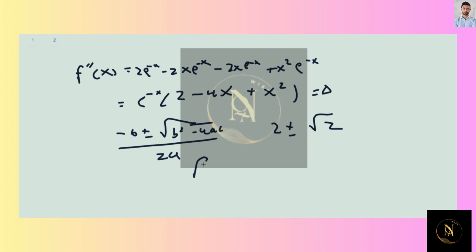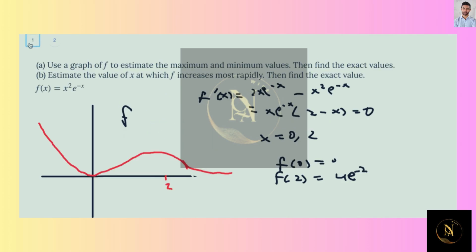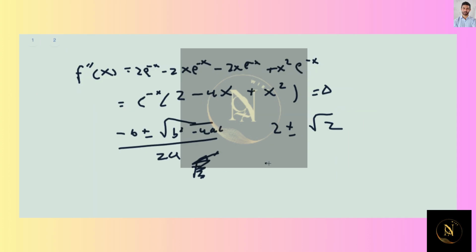So we plug this into our f prime because f prime tells us the slope, and we're looking for the steepest slope. However, we can actually skip plugging in and look at this graph. Since 2 is our local max, anything above 2 has to be decreasing in slope, and anything less than 2 has to be an increasing slope. So just by looking at the graph, you know that 2 minus root 2 has to be the max value. So 2 minus root 2 is where the steepest slope occurs.